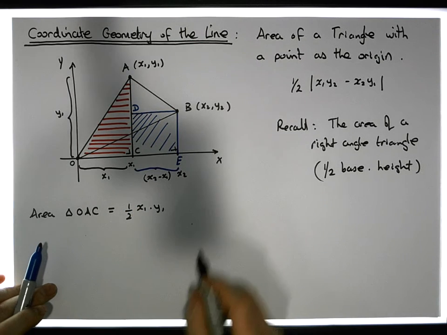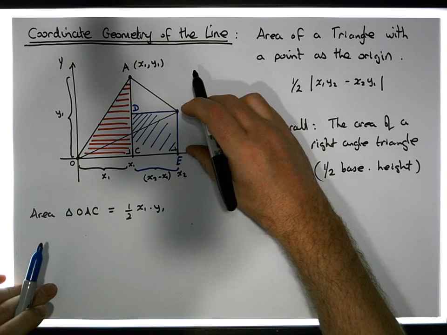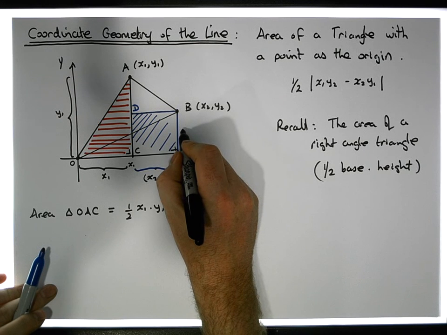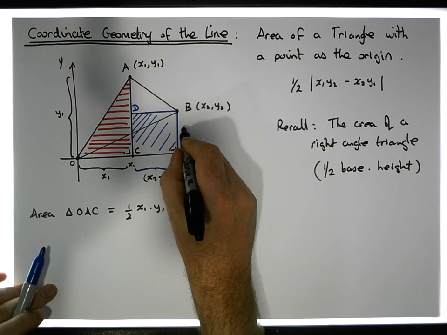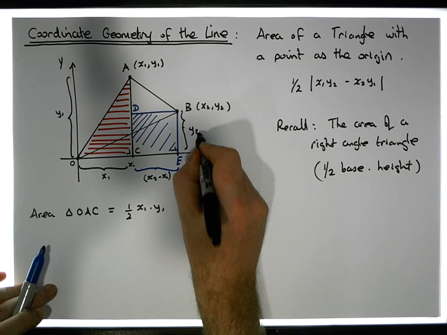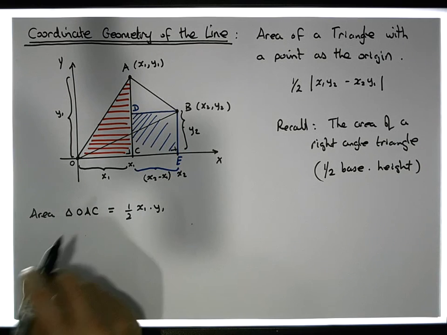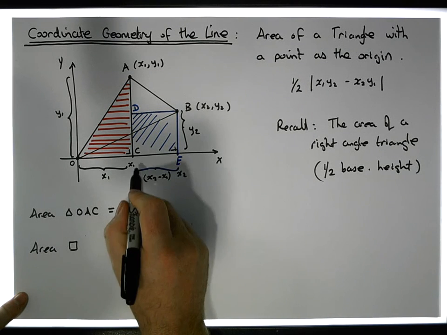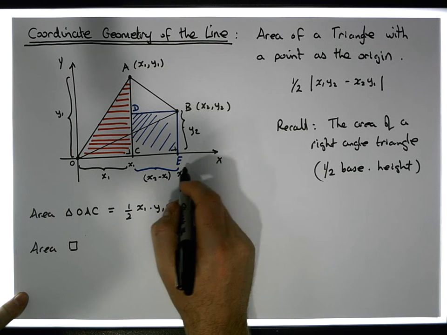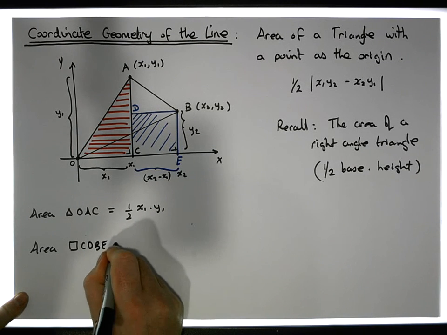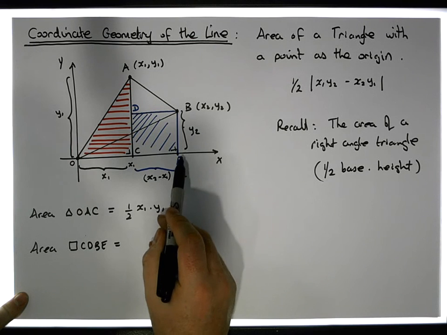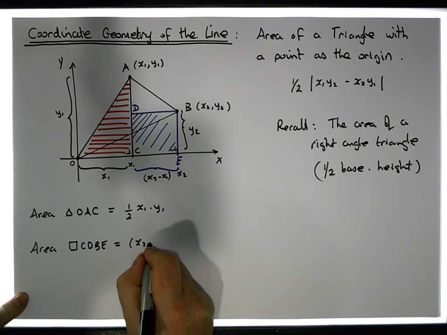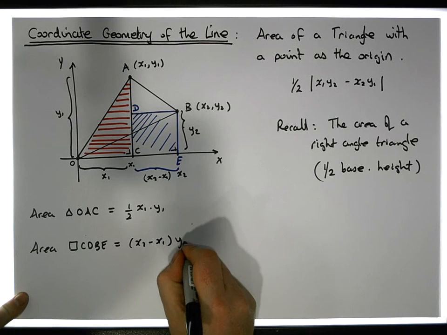x1. And similarly, the distance from E up to B, this distance here, is simply equal to y2, isn't that right? So this vertical distance is equal to y2. So the area of the rectangle, or the square, CDBE is simply the width times the height, the length times the length here, so it's equal to x2 minus x1 times y2.